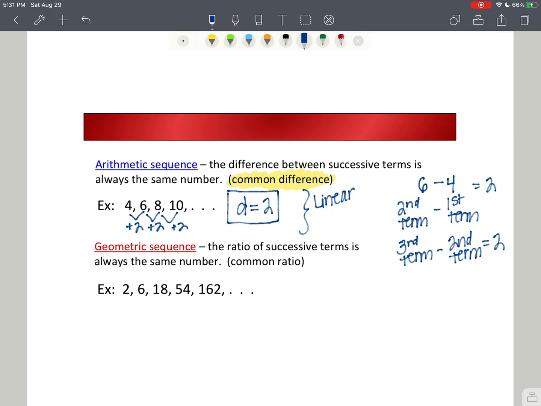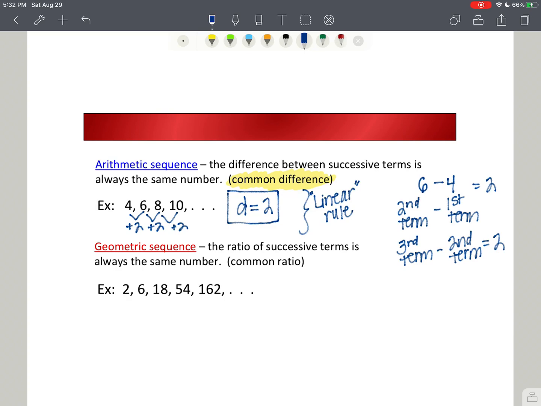Now, I like to call this the linear rule. When you have an arithmetic sequence, we will have a rule that will tell you how to find any term in that sequence, and that is a linear rule. Now, although this video is not going to focus on geometric sequences, it is helpful to know the difference between an arithmetic sequence and a geometric sequence.